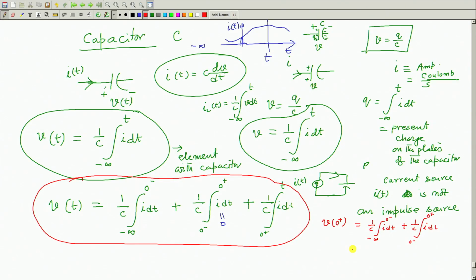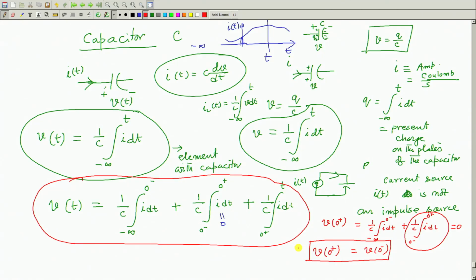Now, the question is, this quantity is how much? If it is not an impulse, it will be 0. The area under this curve, this will be 0. So, you will be left with v(0 plus), and what is this quantity? Minus infinity to 0 minus i dt. v(t) is minus infinity to t i dt by C. So, this is nothing but v(0 minus), is not.